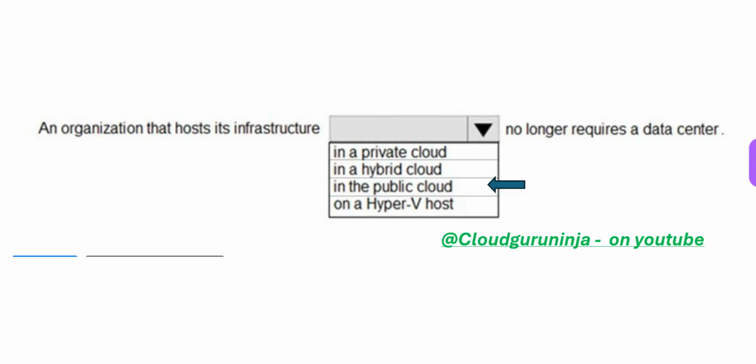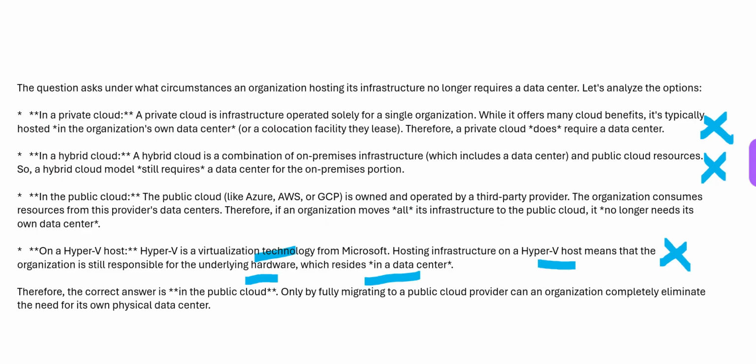This is our answer. See, public cloud is like you are not owning your car. You are using Uber for any ride anywhere. So this is owned and operated by a third party. Like what? Like Azure, like AWS, like GCP, Google Cloud. And the organization consumes resources from its provider's data center. That means your data center is not used.